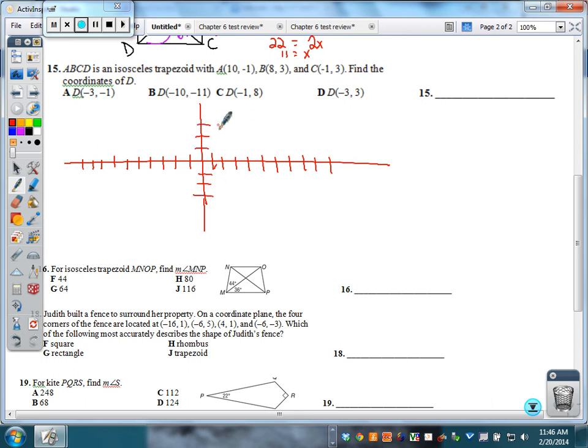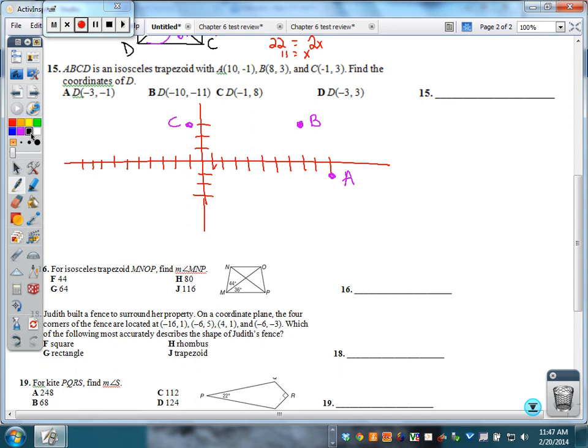All right, so let's take a look at what we got. So we have the point 10, negative 1. This is going to be A. We have 8, positive 3. This is going to be B. C is negative 1, 3. We have C here. And so we're going to look for this point down here somewhere. It's going to give me an isosceles trapezoid.